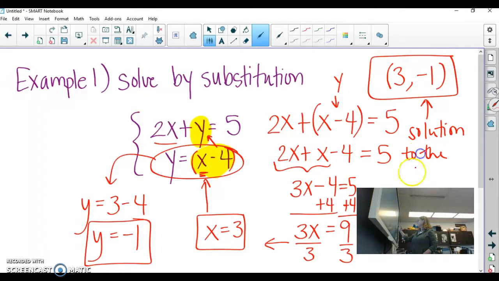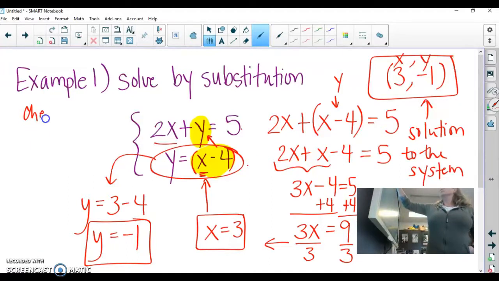So, how do you figure out if it is indeed the correct solution? We're going to check it. Once you stop the video, plug in 3 for x, plug in negative 1 for y into both equations to determine if it really truly is indeed a solution to the system.